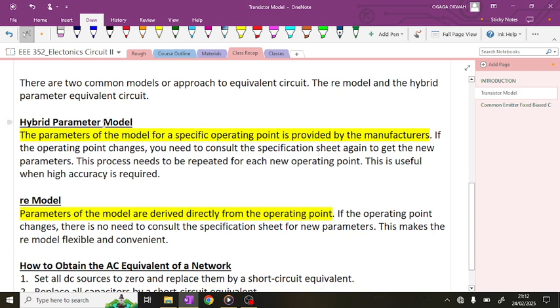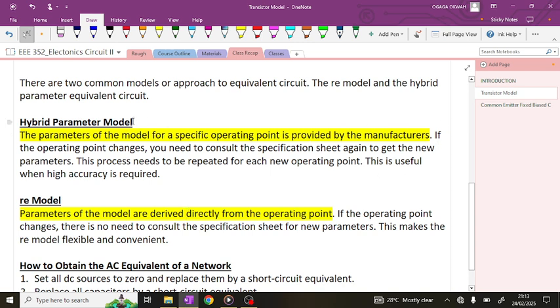That's for the RE model. But for the hybrid parameter model, at a particular operating point, the voltage and current where the transistor begins to operate, we get the parameters from manufacturers. This is the major difference between the hybrid parameter model and the RE parameter model. Now let's talk about this in the hybrid parameter model.